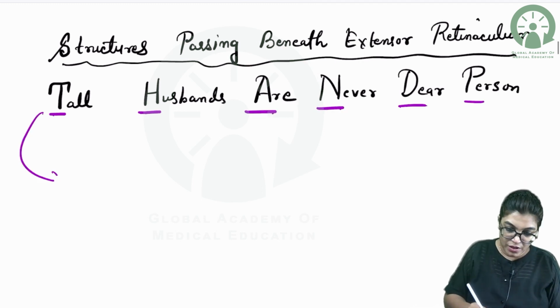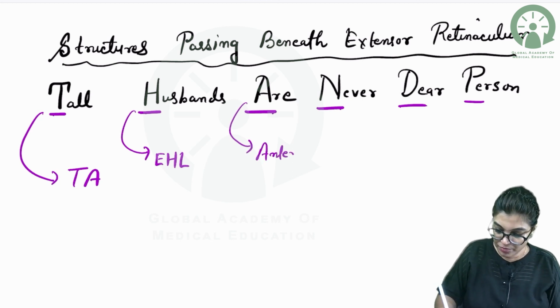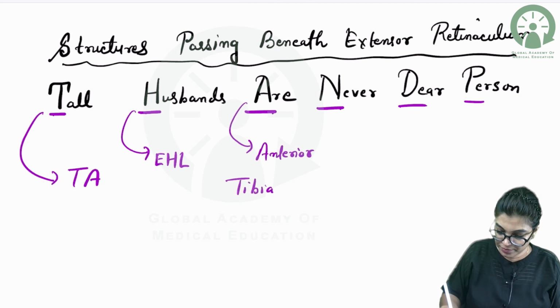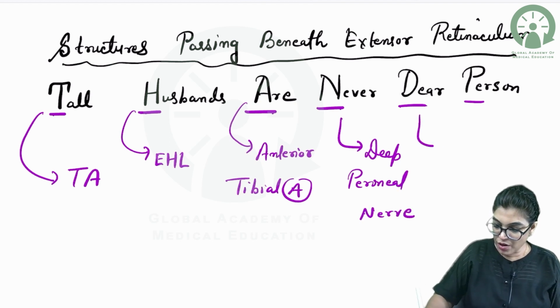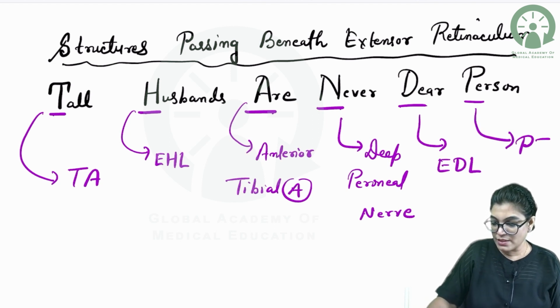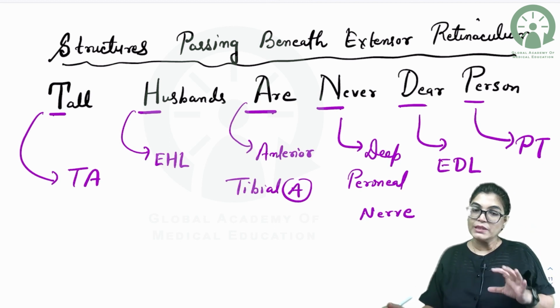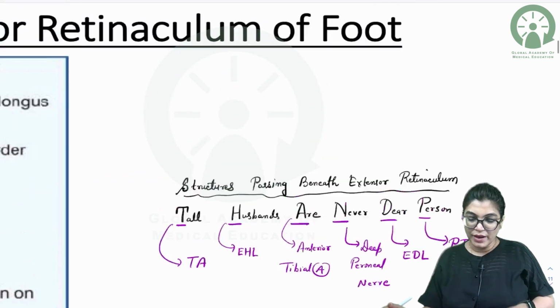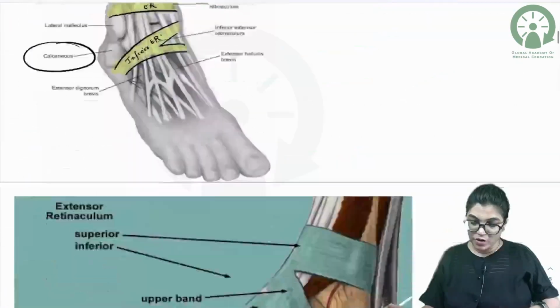Here T stands for tibialis anterior muscle, H for extensor hallucis longus muscle tendon, A for anterior tibial artery, N for deep peroneal nerve, D for extensor digitorum longus, and P for peroneus tertius muscle. Same way, as at the starting point I told you about the flexor retinaculum, here I am telling you about the extensor retinaculum.